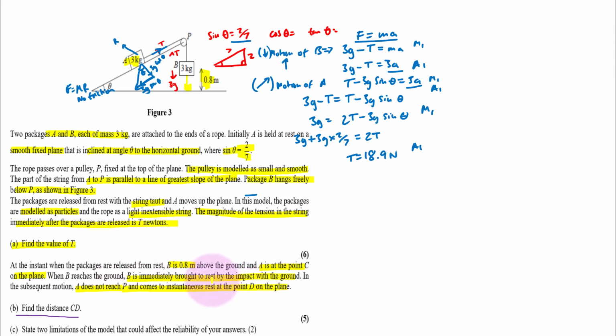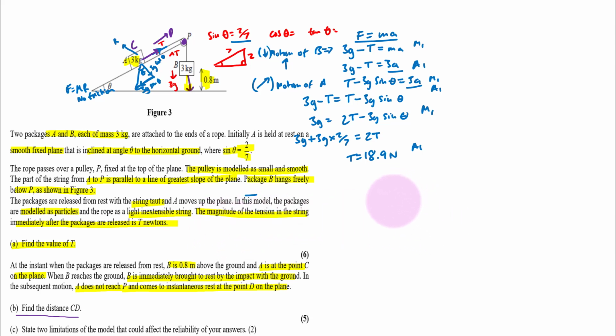So the motion after means the motion after B hits the ground. I guess an easy way to explain it, A's still got some momentum, so it'll carry on moving up a bit until it stops. So you need to define that distance CD. This is the point C. So when B hits the ground, that obviously moves, and then it subsequently stops at D but does not get to P. So what do we need to do here?